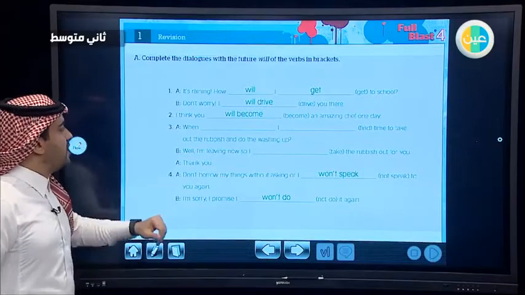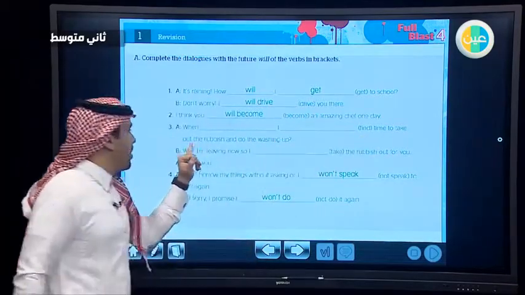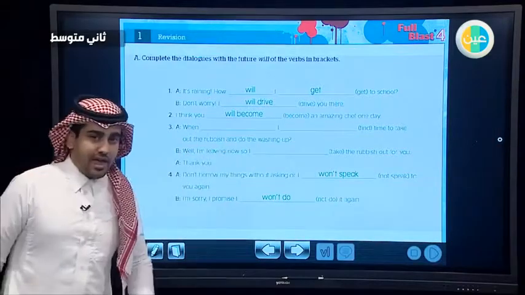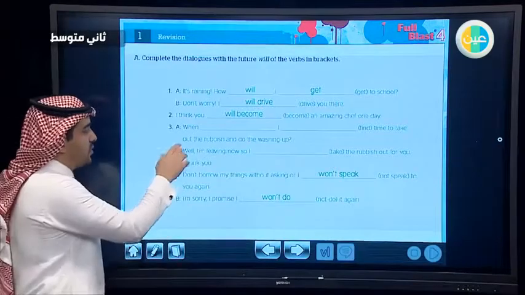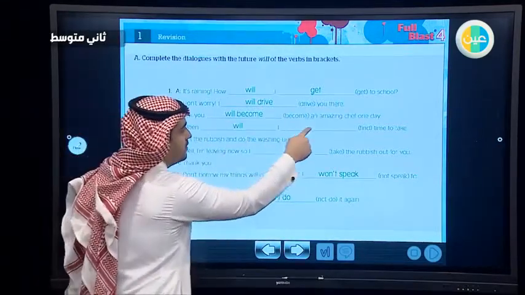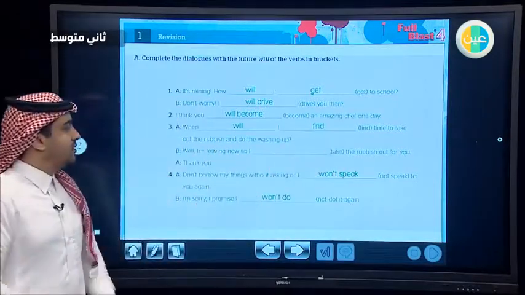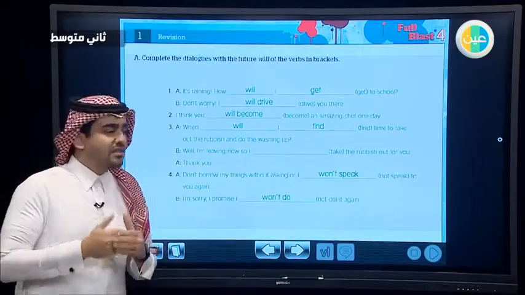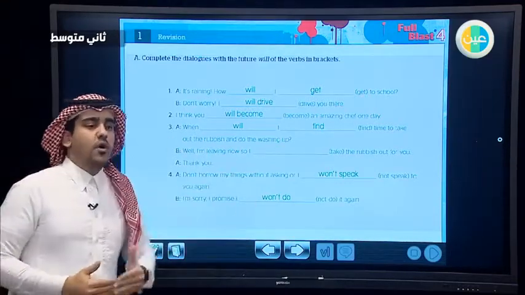Okay, number 3. When blank I blank find time to take out the rubbish and do the washing up. Asking about something in the future, we said we use will at the beginning of the sentence. So when will I find time to take out the rubbish and do the washing up?